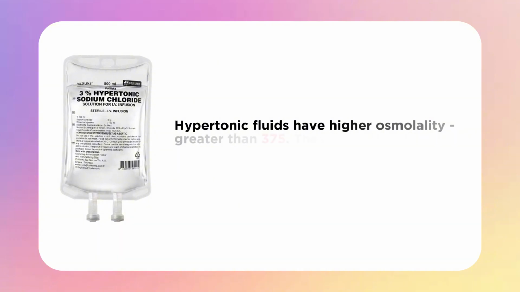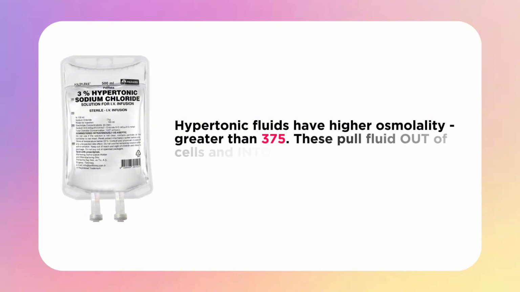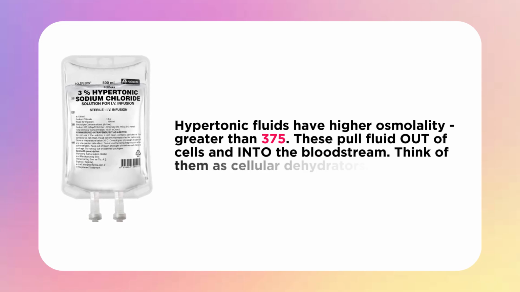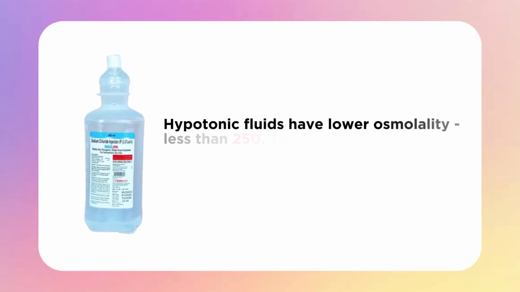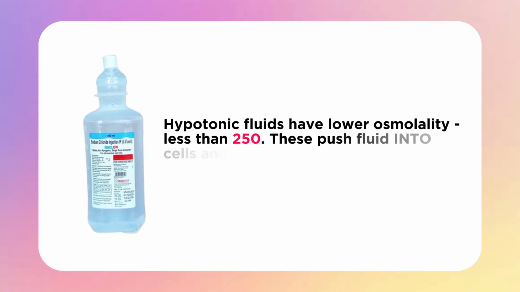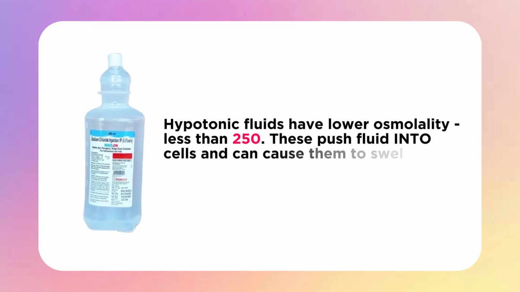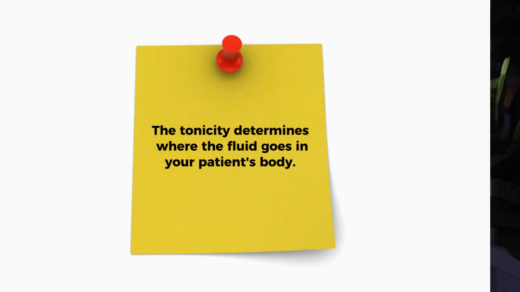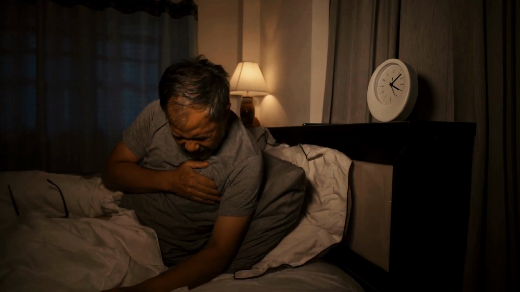Hypertonic fluids have higher osmolality, greater than 375. These pull fluid out of cells and into the bloodstream. Think of them as cellular dehydrators. Hypotonic fluids have lower osmolality, less than 250. These push fluid into cells and can cause them to swell. Here's the clinical pearl that will change your practice. The tonicity determines where the fluid goes in your patient's body. Get this wrong, and you could cause cerebral edema in a head injury patient or worsen heart failure in a cardiac patient.